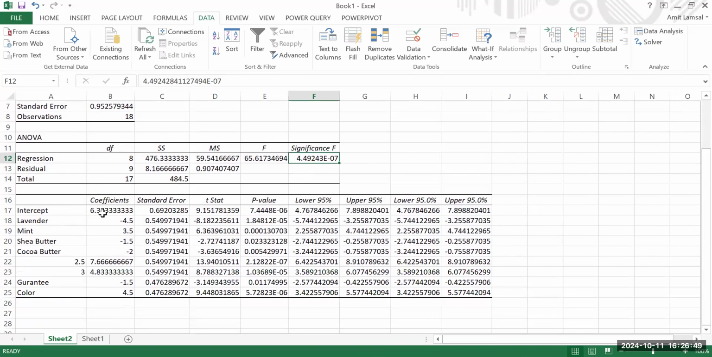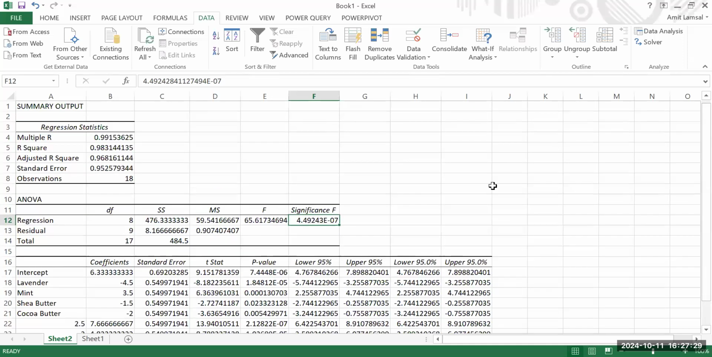Likewise, you can see the intercept is 6.33. Lavender has an intercept of -4.5, mint has 3.5, shea butter has -1.5. This is a negative intercept. It means that it will move to the opposite direction. In terms of price, we have $2.50 with a 7.67 coefficient, and $3 has 4.833, and the guarantee has -1.5 coefficient, and color has +4.1 coefficient. Here we can see that the price has the greater impact because it has the highest positive coefficient of all. Like 7.67 is the highest possible coefficient.